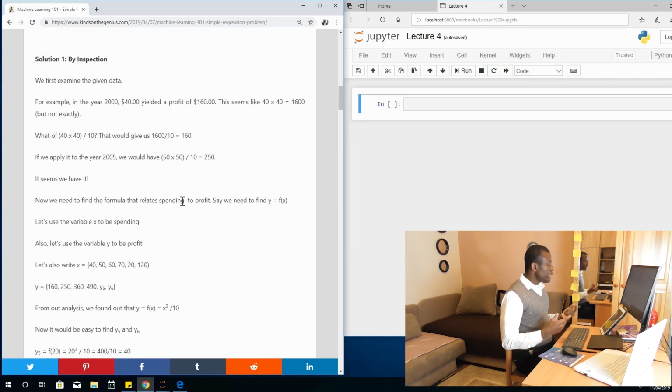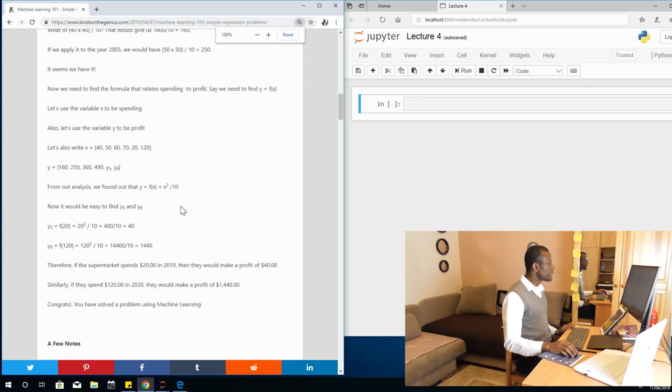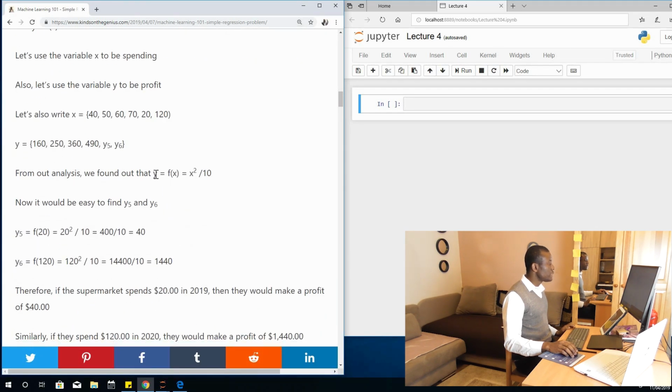So it means that by inspection, we have the function y equal to f of x equal to x squared over 10. So basically, by inspection, this is the relationship between these two data series, and this is what regression is all about. Now we have very few data. What if we have very complex data running into thousands of columns or thousands of rows? How do we make the prediction?